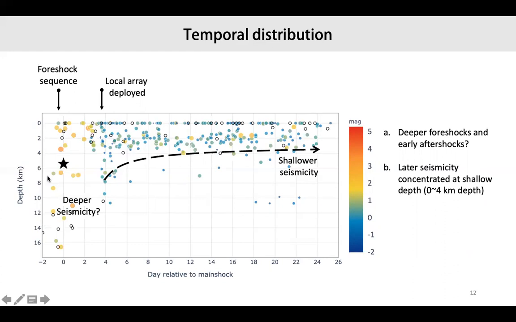One thing I want to point out is that after relocation, our main shock was pushed to 5.6 kilometer depths, which is in between the two depths reported on the USGS website. Those two depths are 7.6 and 3.0.